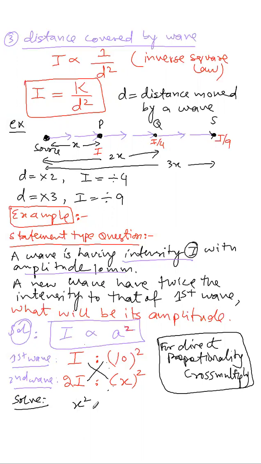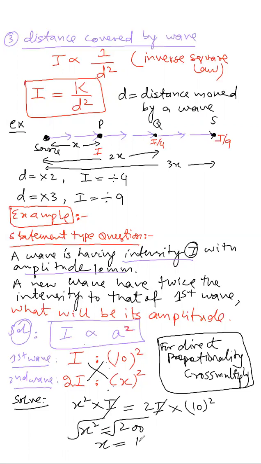Now let's solve it. It would be x square into I equal 2I into 10 square. So your I will be cancelled away. It would be x square equal to 10 square is 100, 100 twos are 200, taking square root on both sides. So your x will be 14.14 millimeters. So this would be the new amplitude. I hope you'll get this. Okay, let's go to the next example now.